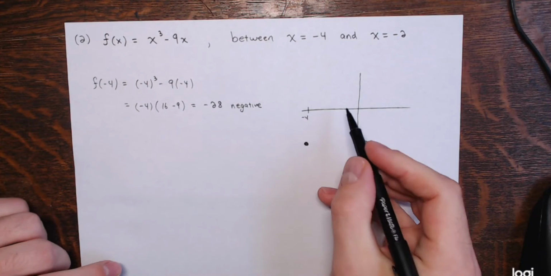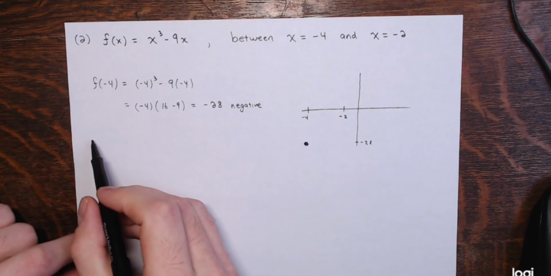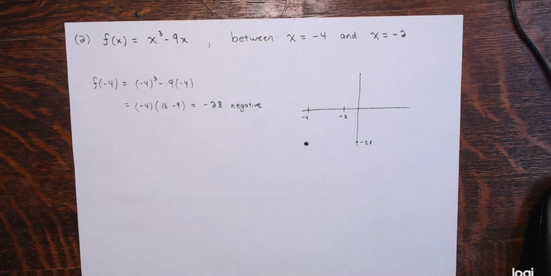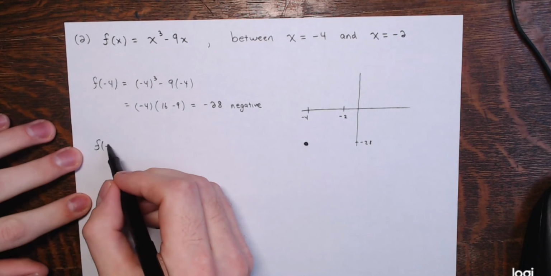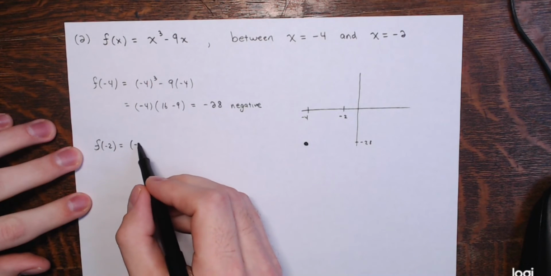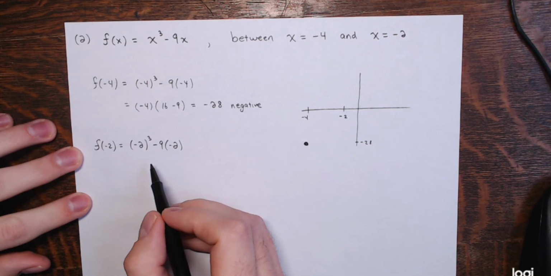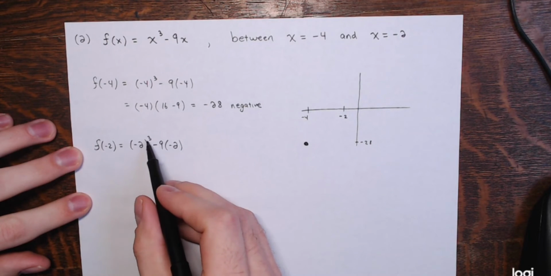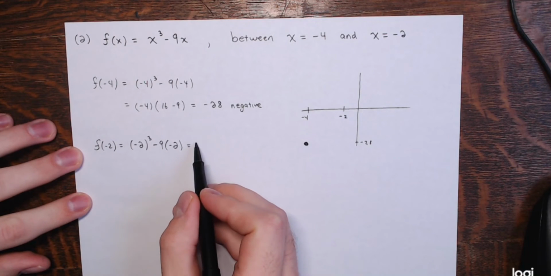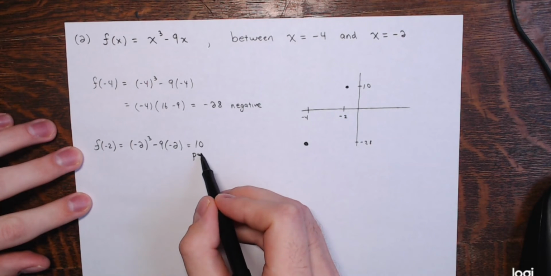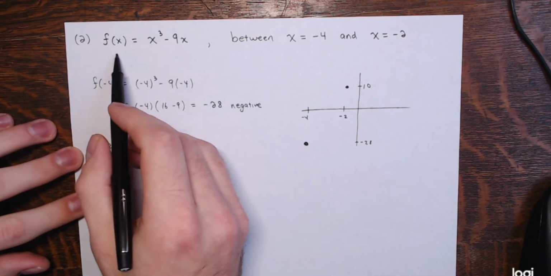And then at negative 2, what's the output? If it's positive, then we're guaranteed, because of the continuity of polynomial functions, that the graph will have to cross the x-axis somewhere between these two. So what's f of negative 2? That'd be negative 2 cubed minus 9 times negative 2. Well, that's negative 8 plus 18, which is positive 10. So, positive. And again, this is a polynomial function, so it's continuous everywhere.